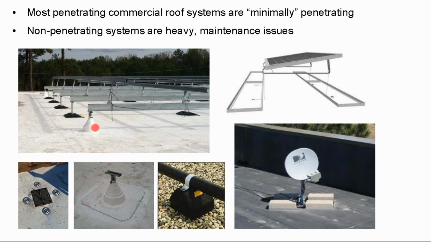So what do you do? Well, the solution is you get rid of the concrete. And how do you get rid of the concrete? Well, you get rid of the concrete by anchoring the racking system to the roof, and that means you have to poke a hole in the rooftop.